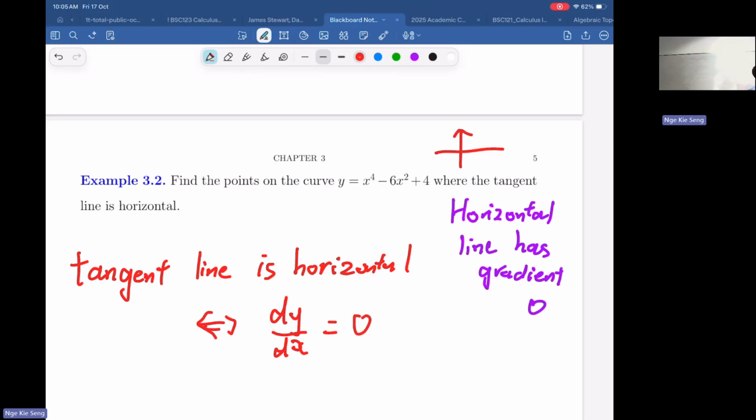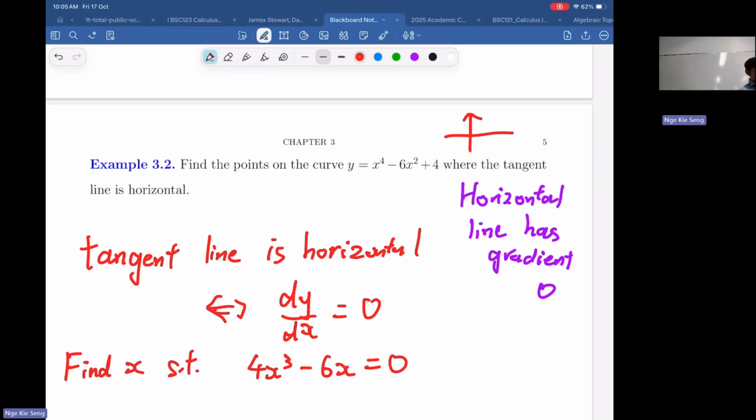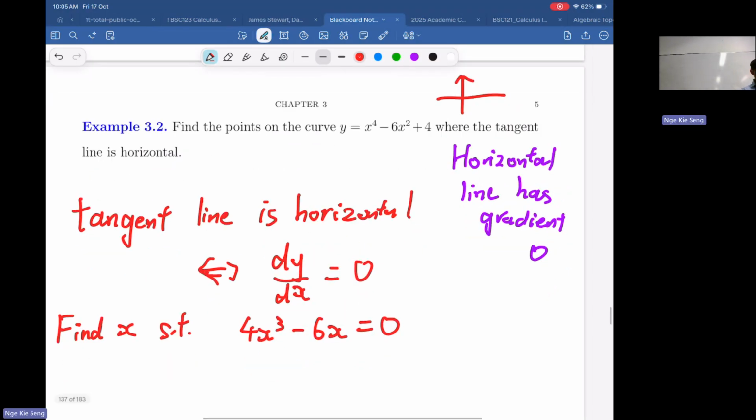So you need to solve this. If we quickly write down the steps, for x cubed, you need to find x such that x cubed minus 6x equals 0. Okay, you solve this. I won't write down the full steps. The full steps will be written in the lecture note, so please check the lecture note.